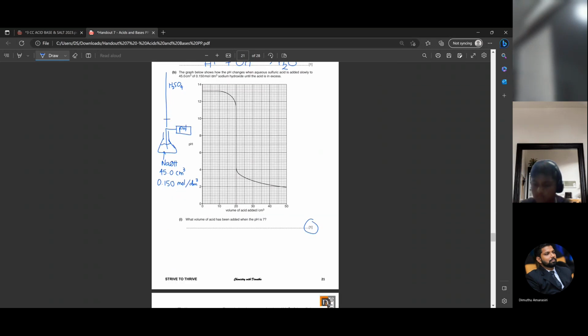And what volume of acid has been added? At pH 7, I use the graph. At pH 7, you have added 20 cm3. This is called the endpoint volume. What do you call this? Endpoint volume. This is where your indicator has changed color, for you to find the volume of acid needed for the base.